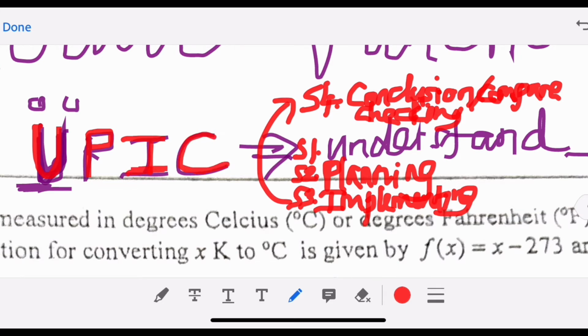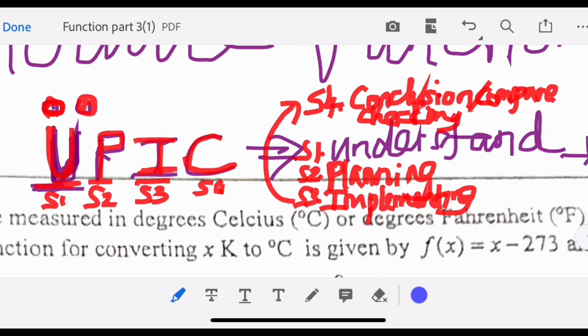So this is step 1. This is step 2, planning. Step 3 is implementing. Step 4 is checking. I have highlighted this many times.